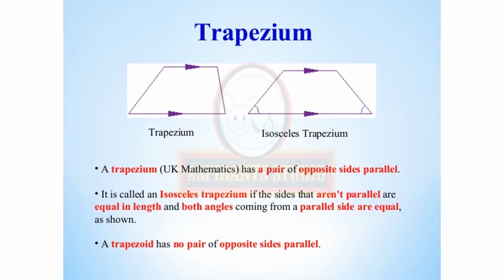Once again I repeat, the second figure is called an isosceles trapezium. It is called an isosceles trapezium if the sides that are not parallel are equal in length and both angles coming from a parallel side are equal.